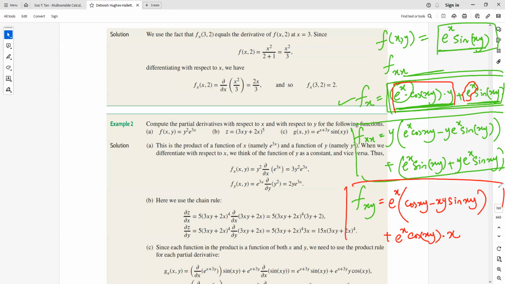So this is the way we compute the partial derivatives, and you can practice some more examples from the exercise, and then you'll have a good grip on this topic.